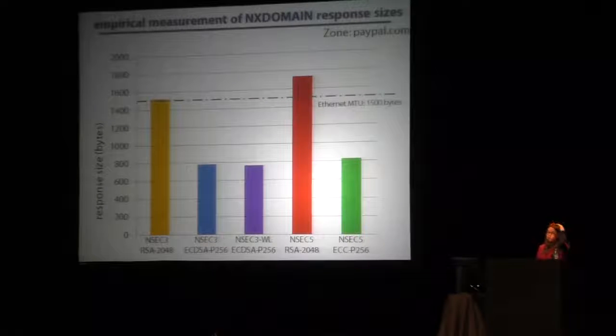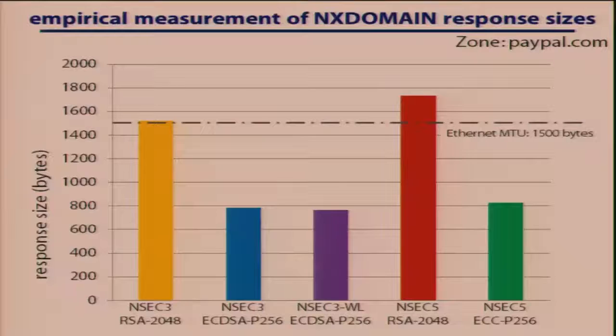But when we move to elliptic curves, you can see that NSEC3 does, and NSEC5 also does. And in fact, the NSEC5 based on elliptic curves in terms of length is roughly comparable to NSEC3 based on elliptic curves. Okay, so this comes from the fact that we've done the elliptic curves optimizations and also the DNS optimizations.